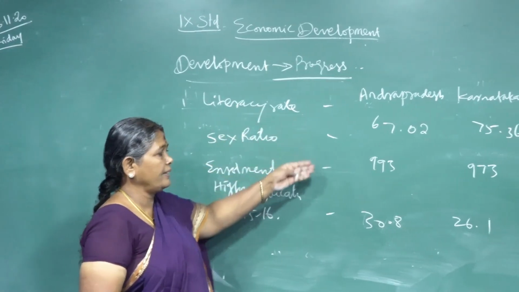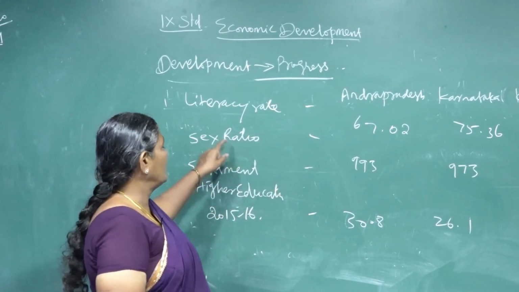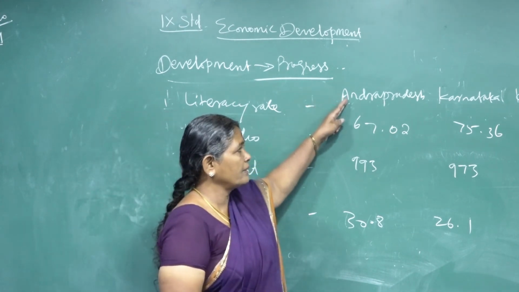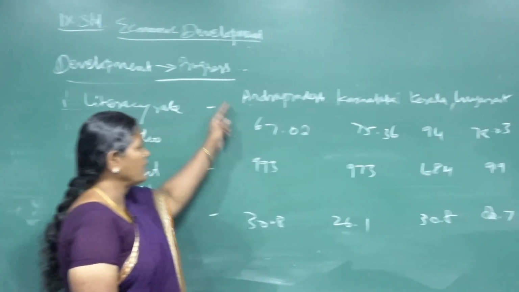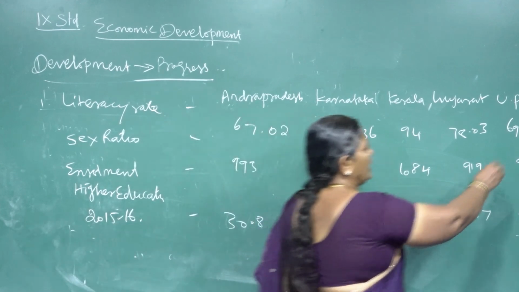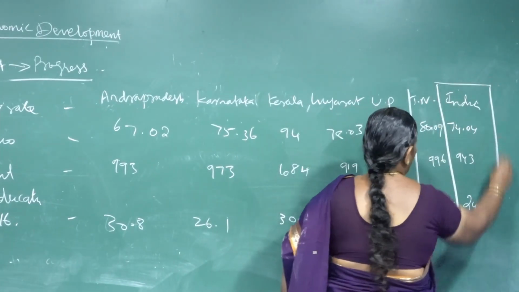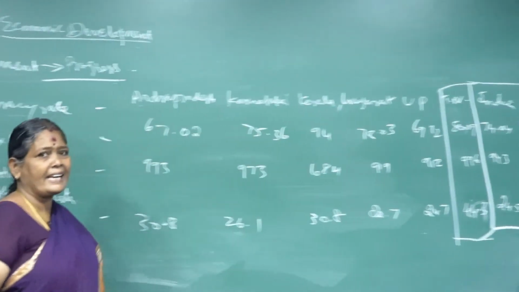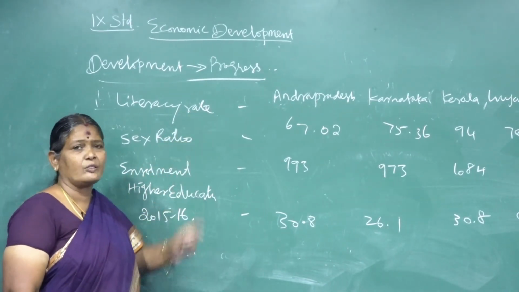Children, the literacy rate state-wise and the sex ratio, these are all general information. Andhra Pradesh, Karnataka, Kerala, Gujarat, UP, Tamil Nadu, India. If you refer to this table, you can understand what the level of Tamil Nadu is and what the level of India is. So it shows how our state has improved in literacy rate and sex ratio.